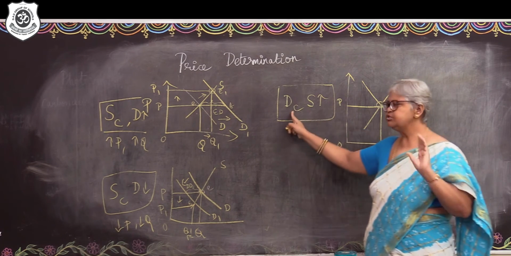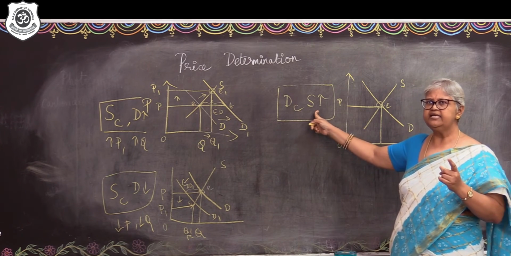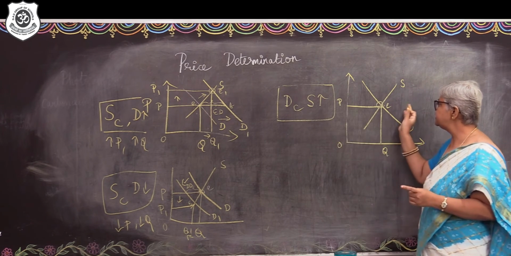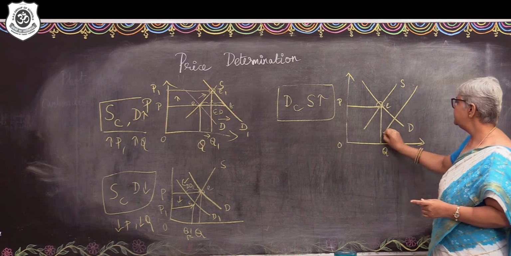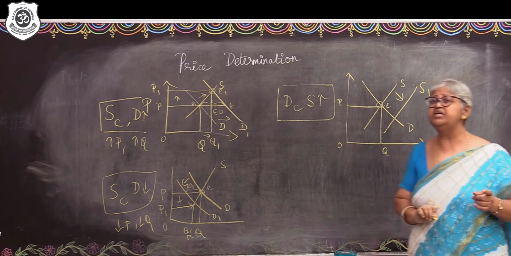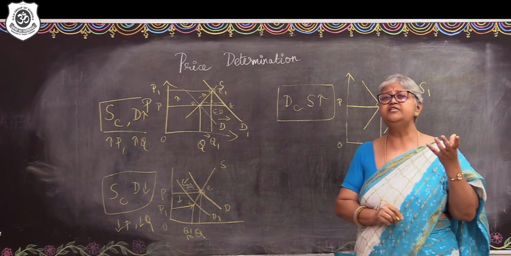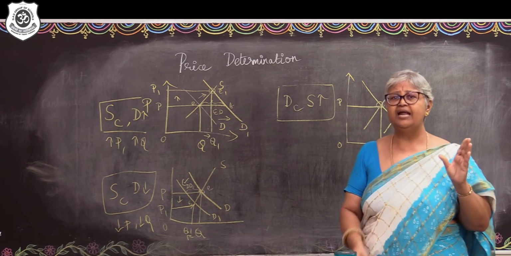Now, demand is going to remain the same and the supply alone is going to increase. So, that would result in the supply curve shifting to the right. See, these arrow marks are very, very important. In every diagram, you observe that the change in the variable is depicted through an arrow mark.